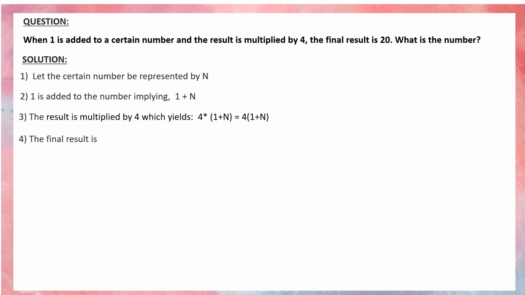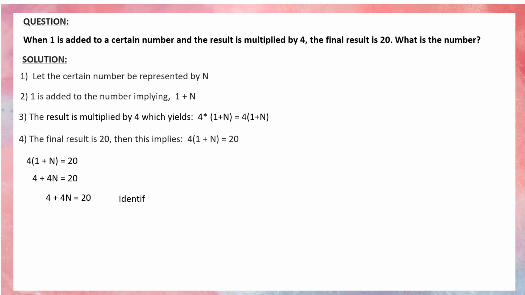And this equation results in 20. That is, the result is 20, implying that 4 into 1 plus n is equal to 20. So this is the equation we are going to be solving for n. And then what we simply do is to multiply 4 by 1, we have 4, and then we multiply 4 by n, we have 4n. And the left-hand side, which is 4 plus 4n, is equal to 20.